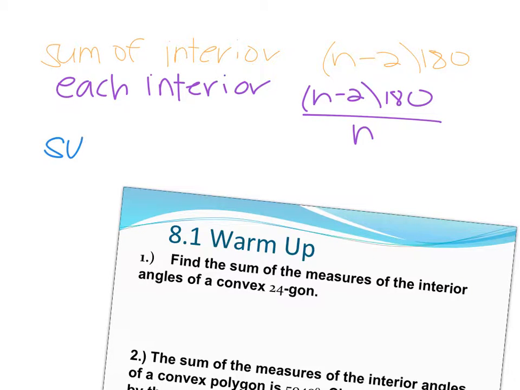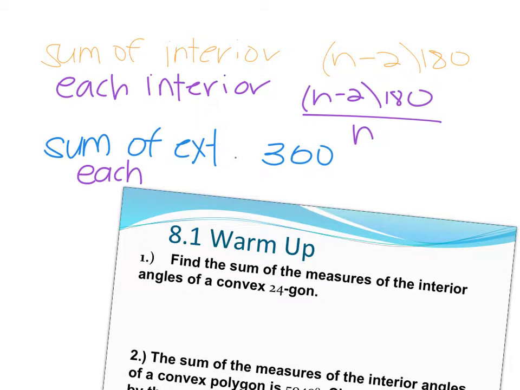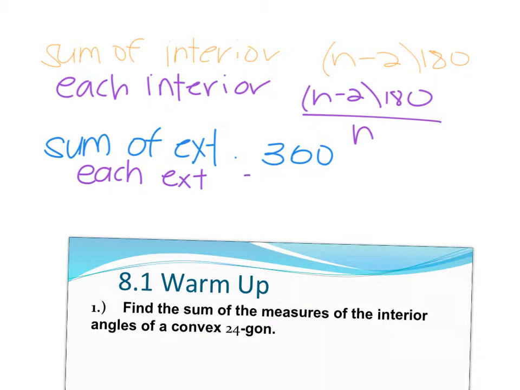And then we said sum of the exterior, which is what? 360. No matter how many sides. So if I wanted to find an individual exterior, I would do what? 360 divided by n. Good. So that's kind of the formulas that we covered yesterday. And then it's the tweaking of it depending on what it's asking for.